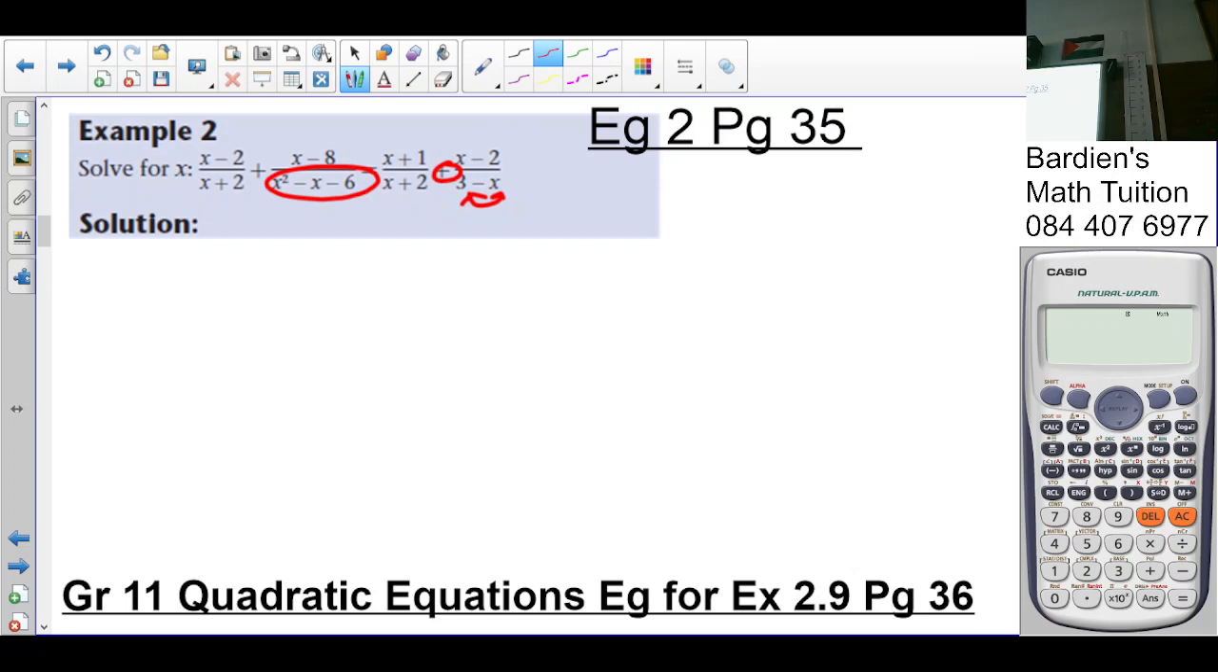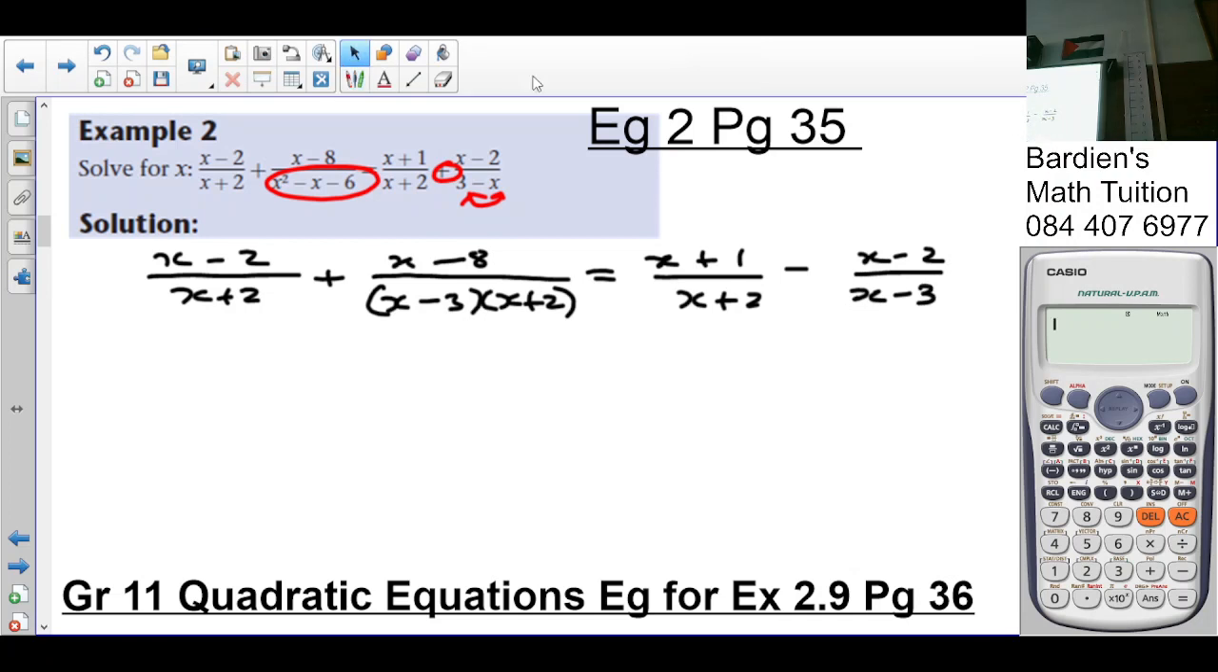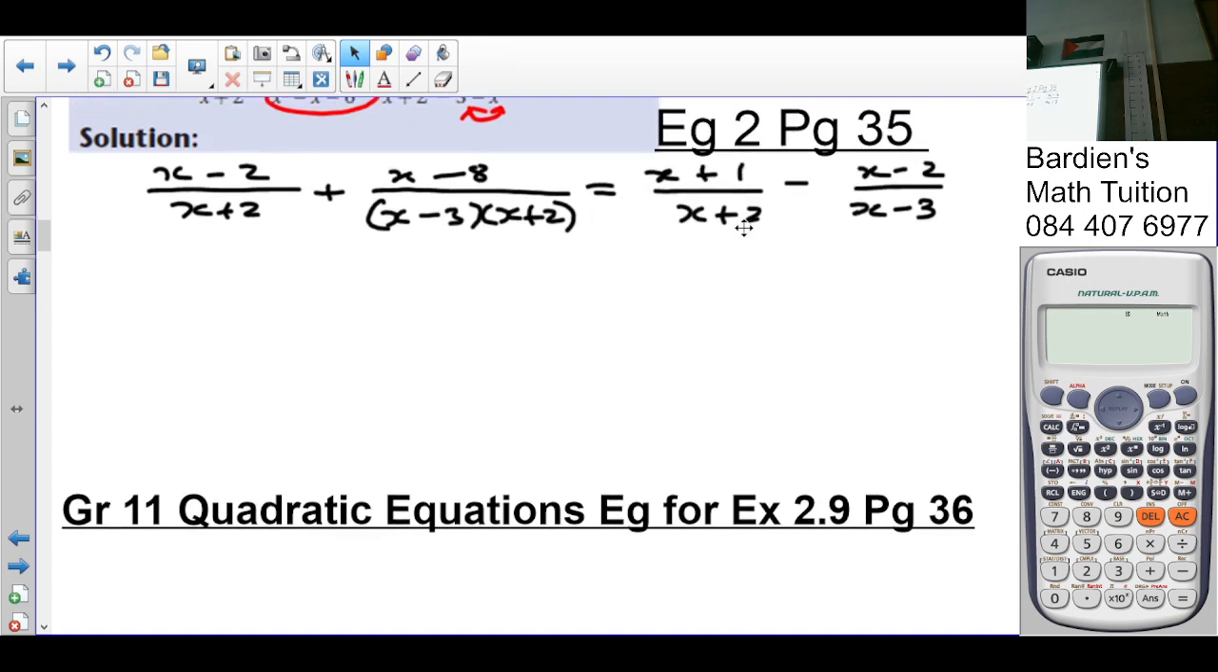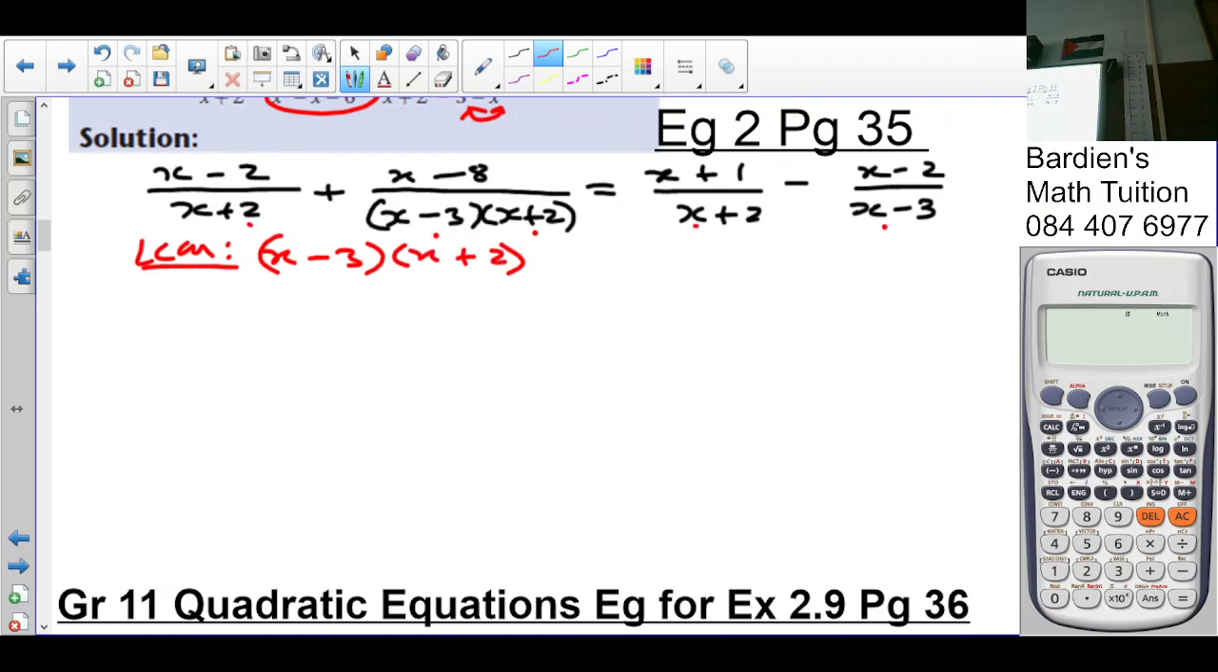You all understand? Okay. So what I do is, I then say it's going to be x minus 2 over x plus 2 plus x minus 8 over x minus 3 x plus 2, equals x plus 1 over x plus 2 minus x minus 2 over x minus 3. What's my LCM here? X minus 3. So we are going to write LCM x minus 3 x plus 2. So yes, I've accounted for all the denominators there.